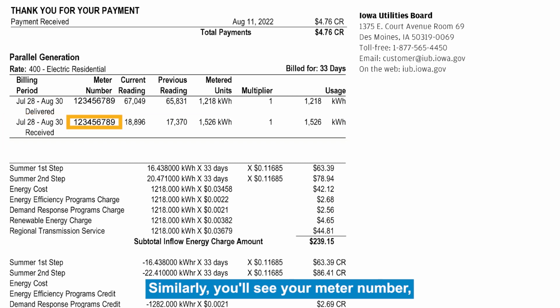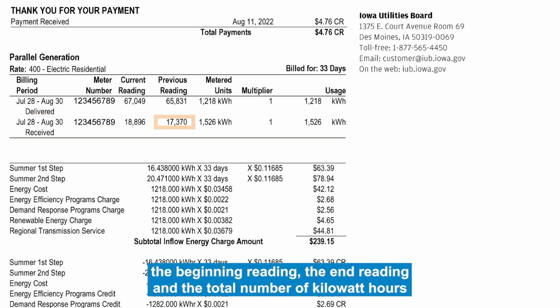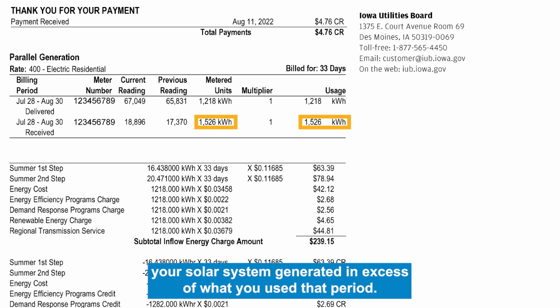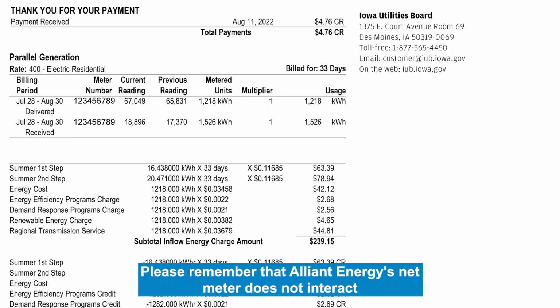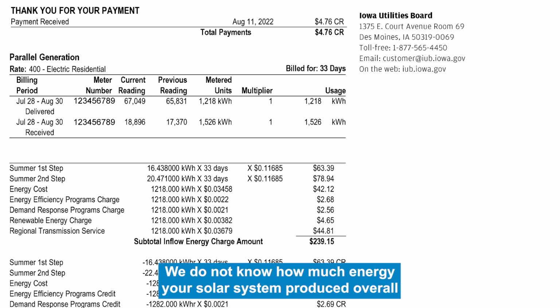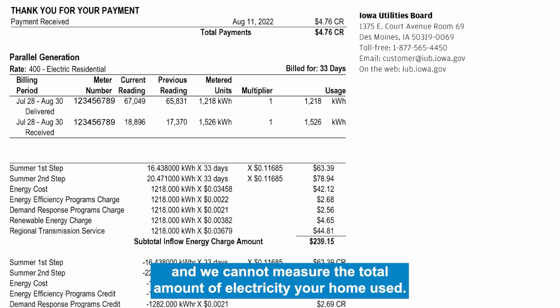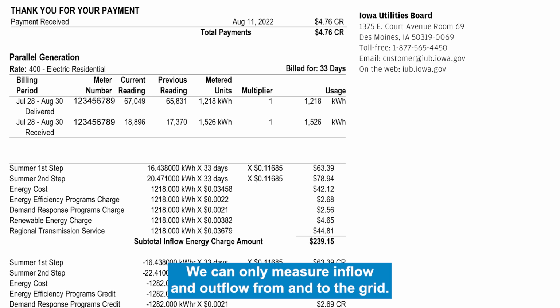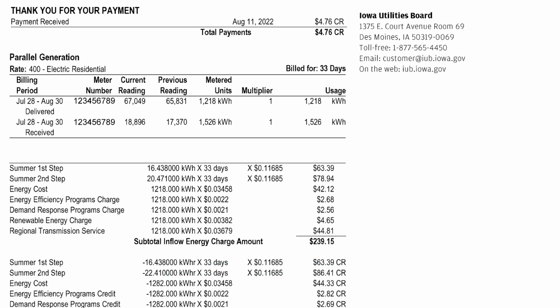Similarly, you'll see your meter number, the beginning reading, the end reading, and the total number of kilowatt hours your solar system generated in excess of what you used that period. Please remember that Alliant Energy's net meter does not interact with the solar panel meter your installer provided. We do not know how much energy your solar system produced overall, and we cannot measure the total amount of electricity your home used. We can only measure inflow and outflow from and to the grid.